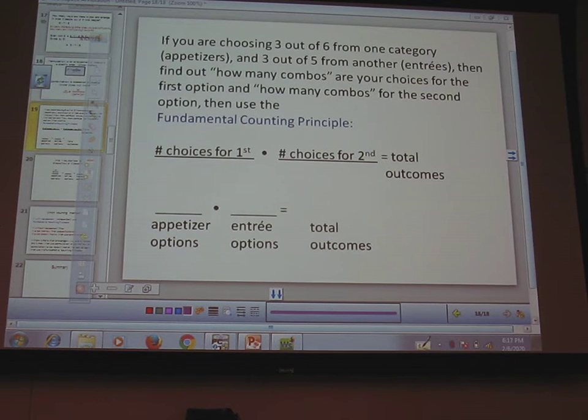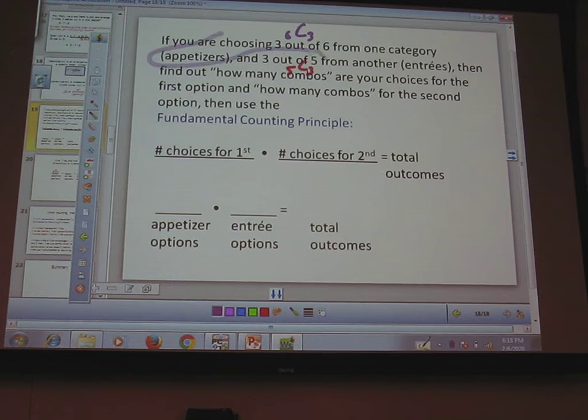So picking 3 out of 6, does order matter? No, so it's just going to be 6 choose 3. Everybody kind of on board with that? Good. So this will be 6 choose 3. And then they say, oh, you need to pick out 3 out of 5 entrees for your party. Again, order doesn't matter. So that would just be 5 choose 3 for the entrees. So appetizers, 6 choose 3. Entrees is just going to be 5 choose 3.